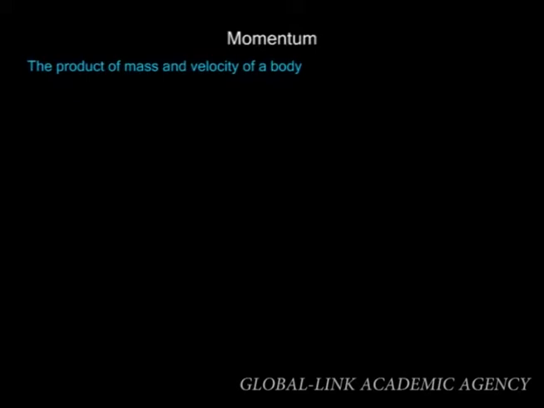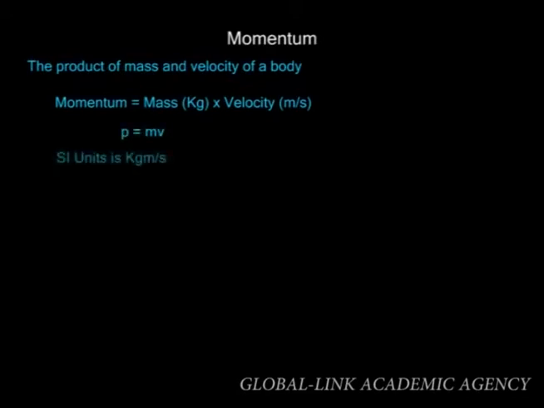If m is the mass of a body in kilograms and v its velocity in meters per second, then momentum is equal to mass times velocity. P is equal to mv. The SI unit of momentum is therefore kilograms meter per second. Momentum is a vector quantity having both magnitude and direction. The direction of momentum is the same as that of the velocity of the body.